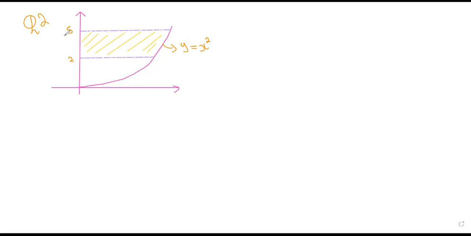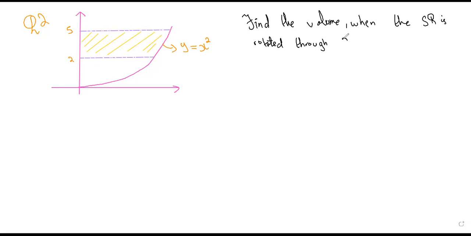Okay. What is the idea now? The idea is that you need to find the volume when the shaded region is rotated through 360 degrees about the y-axis. Okay, this is the question.